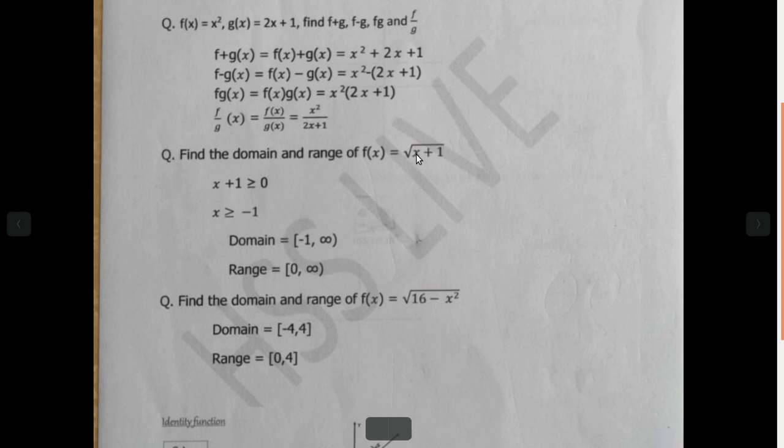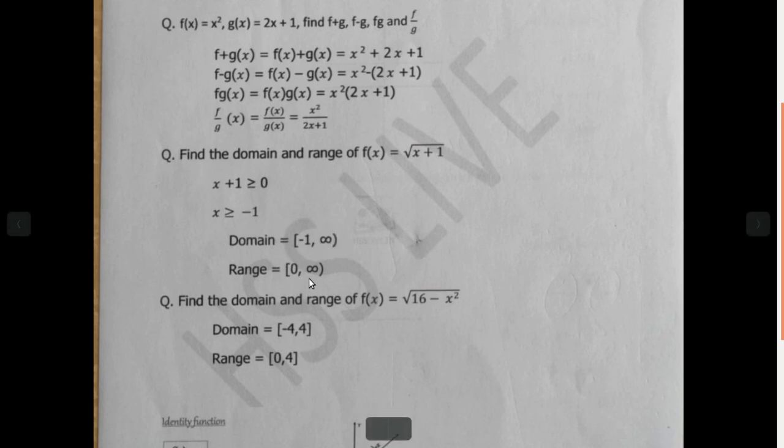What about x equal to 1? Root of 1 plus 1, that is root of 2, is also possible, because root of 2 is 1.41 something. Similarly, x equal to 2, root of 2 plus 1 is root of 3, is also possible. So it is possible for all x values which are greater than or equal to minus 1. Therefore domain is equal to minus 1 comma infinity. From minus 1 we can substitute any values for x.